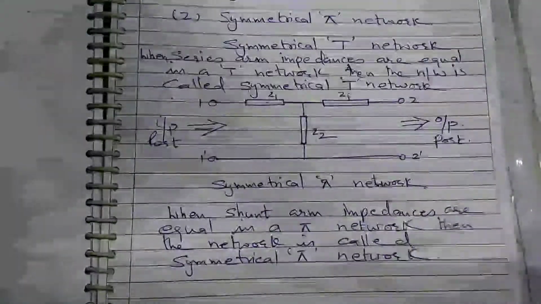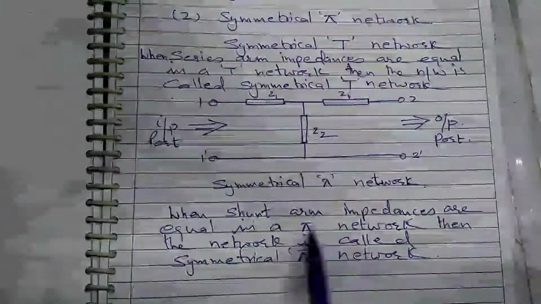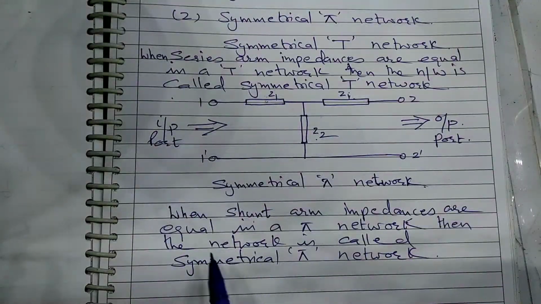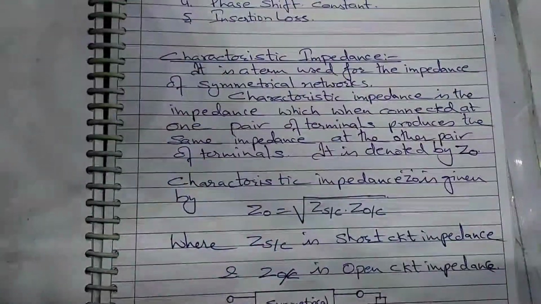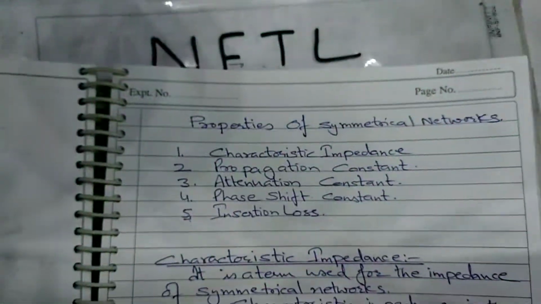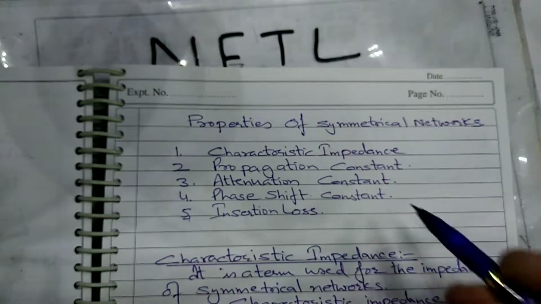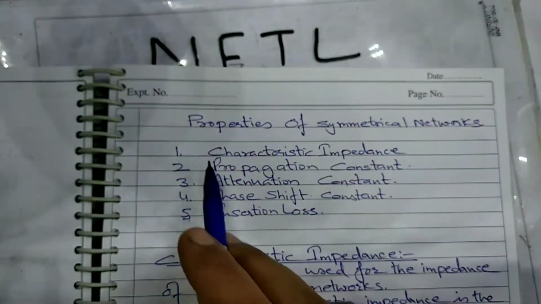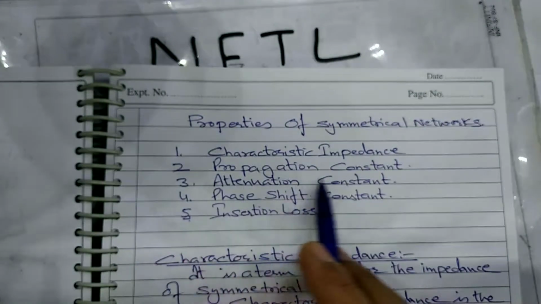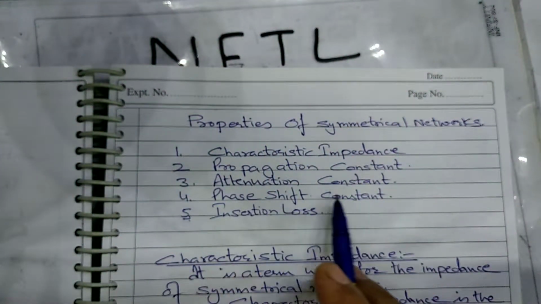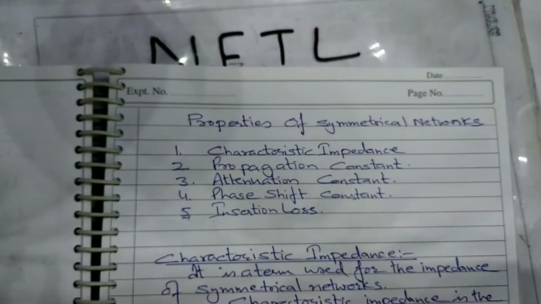Now we'll see what is symmetrical pi network. When the shunt arm impedances are equal in a pi network, then the network is called symmetrical pi network. Properties of symmetrical network. There can be 5 properties. First one is characteristic impedance. Second is propagation constant. Third is attenuation constant. Fourth is phase shift constant. And fifth one is insertion loss.